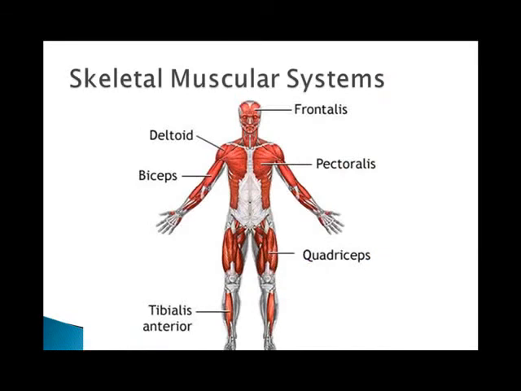Skeletal muscles are functional partners with the bones. Each skeletal muscle contains several bundles of perhaps hundreds of thousands of muscle cells called muscle fibers. Each individual cell is called a fiber. Tendons, which are cord-like straps of dense connective tissue, attach muscle to bone. So the way to remember it is bone to bone is ligaments, muscle to bone is tendons, and it goes in alphabetical order.